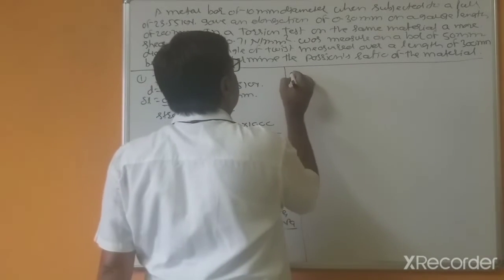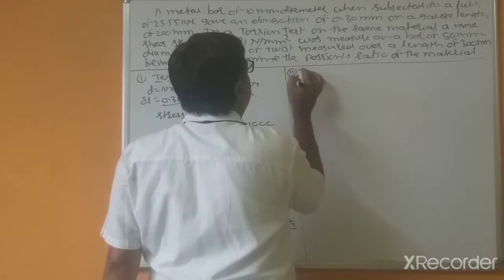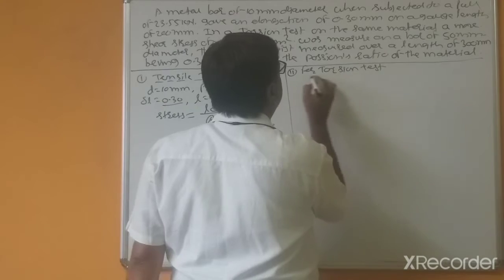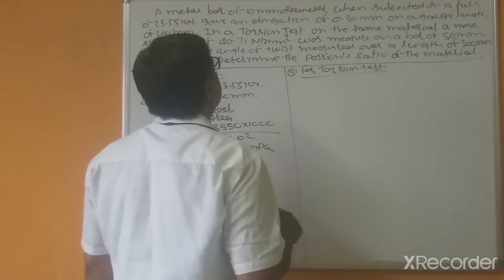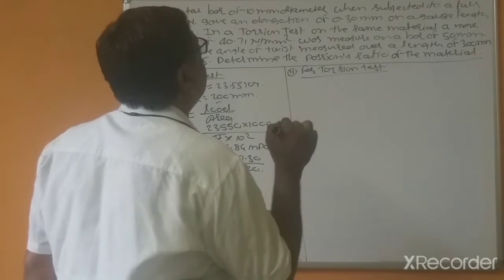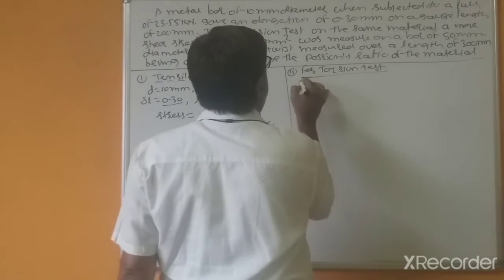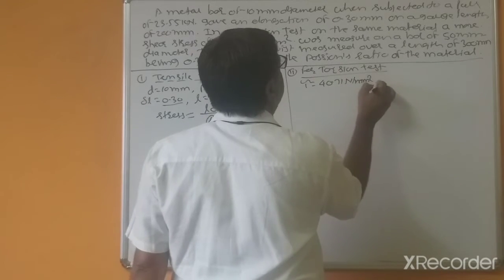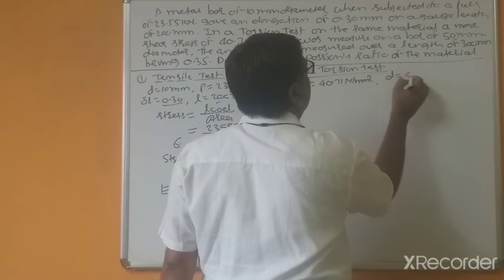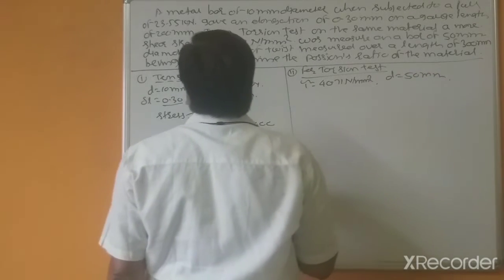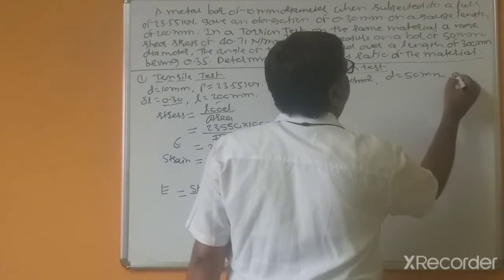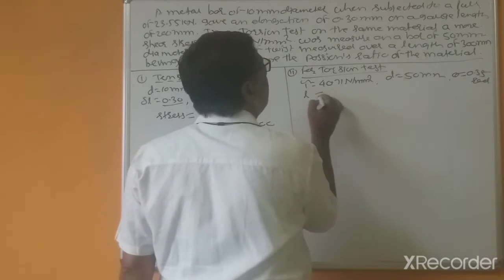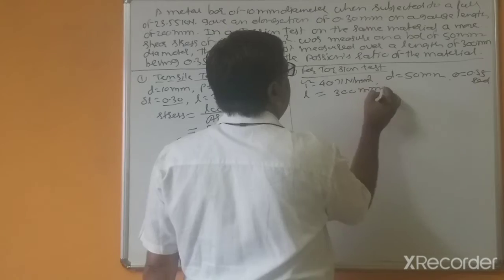Now for the torsion test, what is given? Shear stress tau equal to 40.71 Newton per mm squared. D equal to 50 mm. Angle of twist theta equal to 0.35 radian. Length equal to 300 mm.